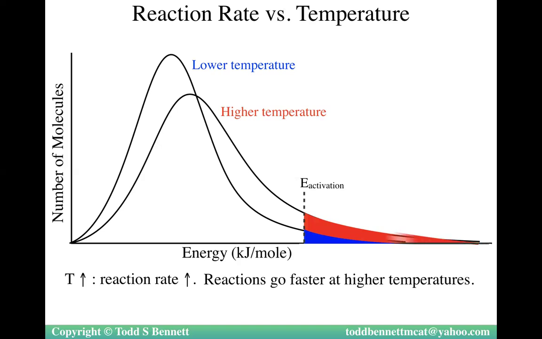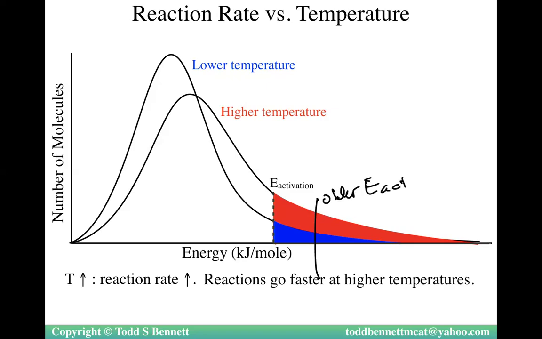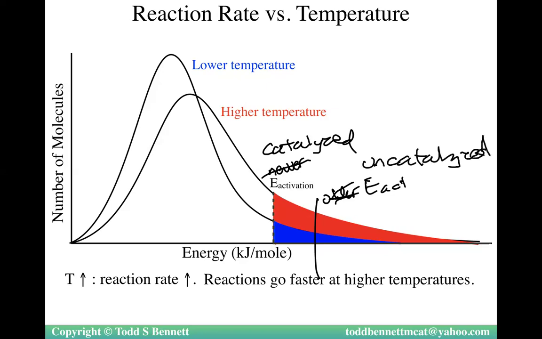Okay, so what happens if the activation energy is lowered? So what happened here, it used to be here, now it moved to here. So I should say it was here. So how the heck could you go from an older EACT to the new EACT? How the heck could that even happen? How can you have an older and a newer activation energy? Well, simple. Catalyzed, uncatalyzed.